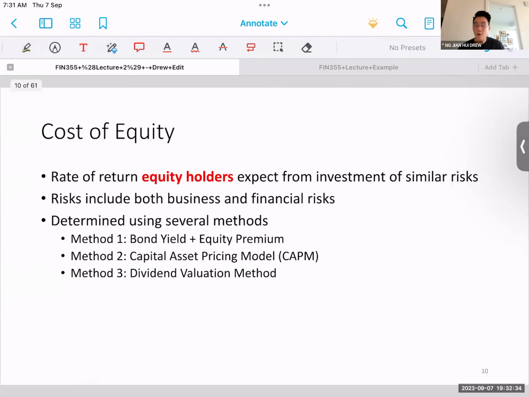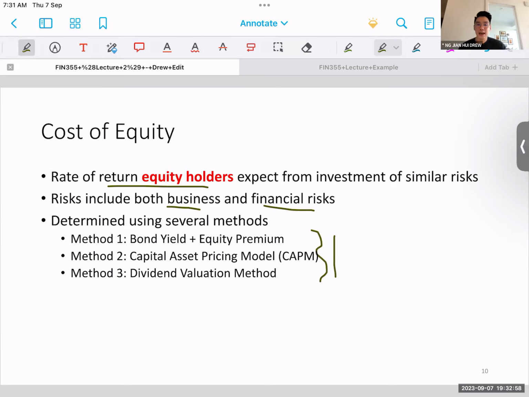Okay. So for cost of equity, as you know, in a DDM we need to use the cost of equity. It is the rate that we have to return to equity holders. It includes both business and financial risk. And we have three methods that we're going to learn how to use. These three methods are important.